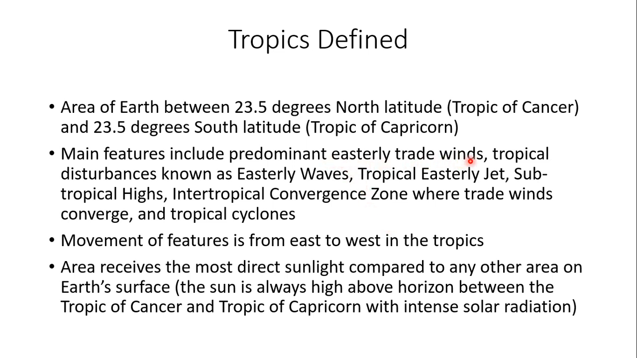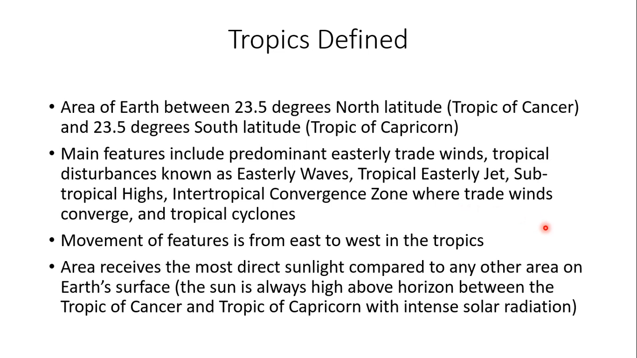Some of the major features within the tropical wind belts include predominantly easterly trade winds. Winds generally blow from the east year-round. Tropical disturbances known as easterly waves. Tropical easterly jets. Subtropical high-pressure systems. Intertropical convergence zone, where you get an area of thunderstorm activity as the trade winds converge from both hemispheres. And then, of course, what we're most familiar with are tropical cyclones. Hurricanes and typhoons definitely get our attention because they're such strong storms and can inflict great damage to coastal areas.